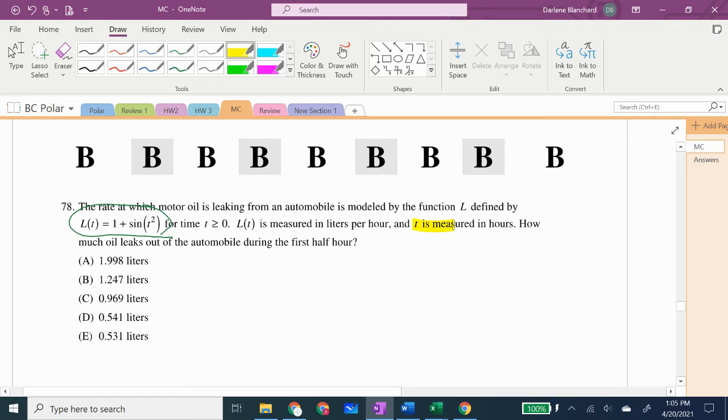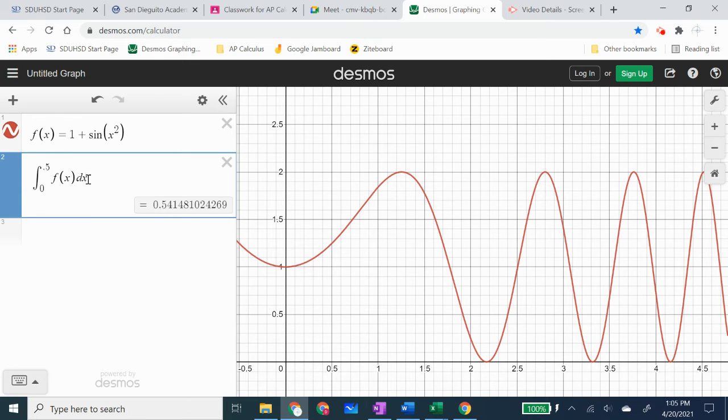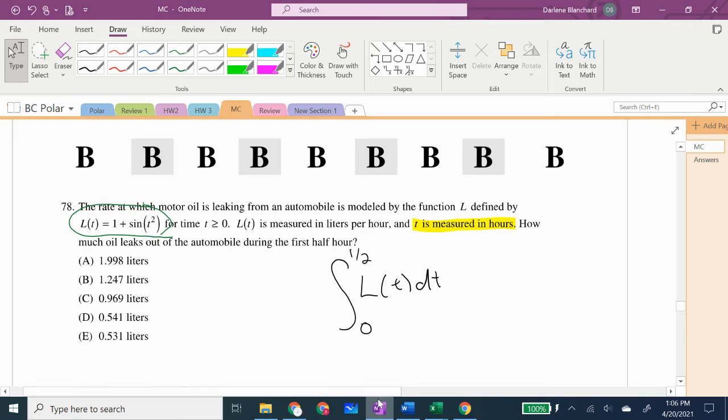So always check, what is the actual measurement? What are the units? T is measured in hours. So if T is measured in hours and I want to integrate the rate at which it leaks in the first half hour, that's going to be 0 hours to 1/2 of an hour. And you'll use your graphing calculator, but this is showing what happens when I solve the integral from 0 to 0.5. I get 0.541.